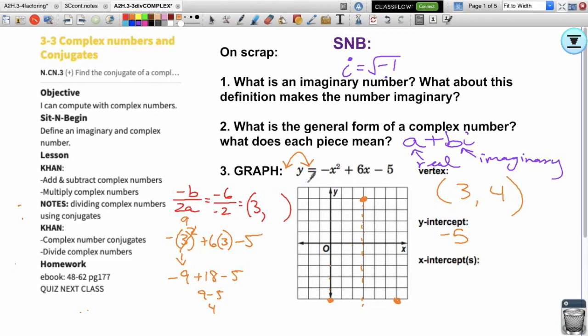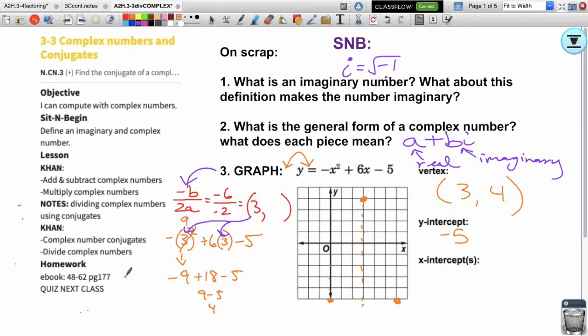I put up some of my work already for this. We start off with what we know, which is our vertex. To do the vertex, I started over here: negative b over 2a. So negative of positive 6 is negative 6, over 2 times my a, which is negative 1, so negative 2. Negative over negative is a positive, 6 divided by 2 is 3. So we have to take that 3 and plug it into our equation to get out the y.